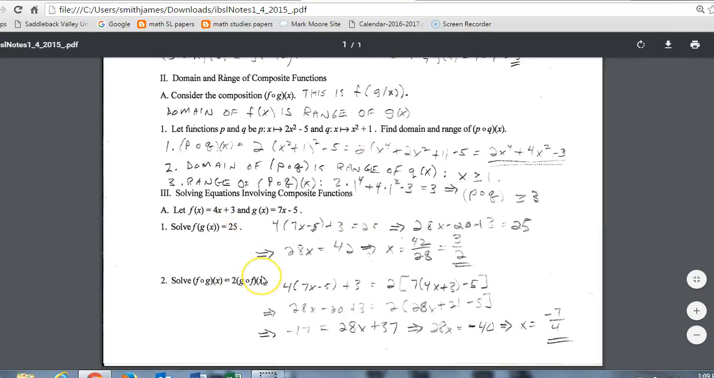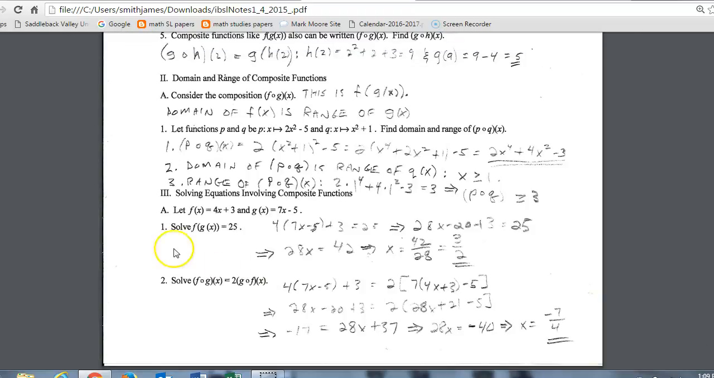Solving equations. This is really just basic substitution here. So we're going to use this expression for f and this one for g. So if I have this composite function, all this is telling me to do is to do the composite function and set the entire thing equal to 25. Since I do have the equal sign, this is solving an equation, so I should come out with a one number answer on this.